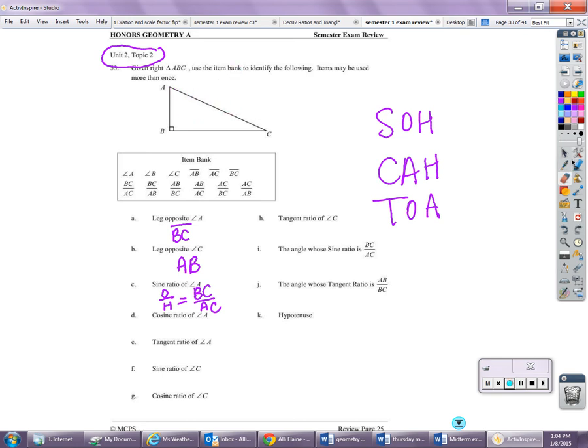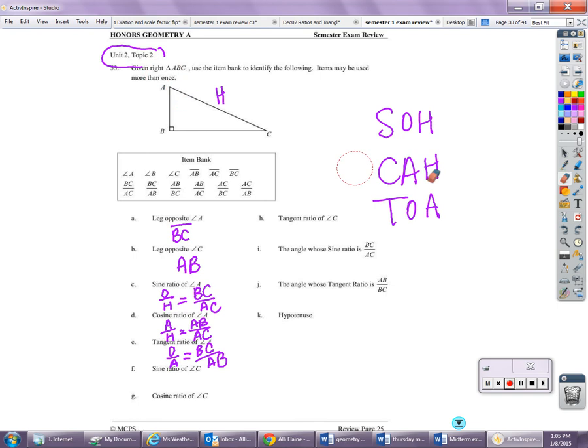Alright, cosine is adjacent over hypotenuse. Again, hypotenuse never changes, so it's going to be your AC. And the adjacent of angle A, well, this would be your opposite, so this has to be your adjacent. So it's AB over your hypotenuse, which is AC. Alright, tangent is O over A. So opposite of angle A is BC, and adjacent of angle A is AB.